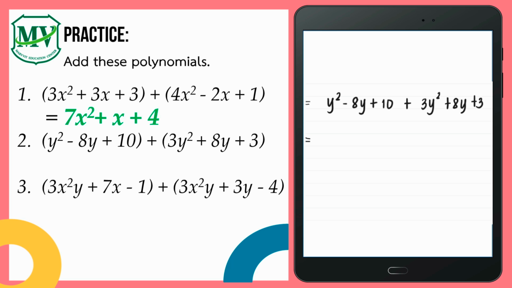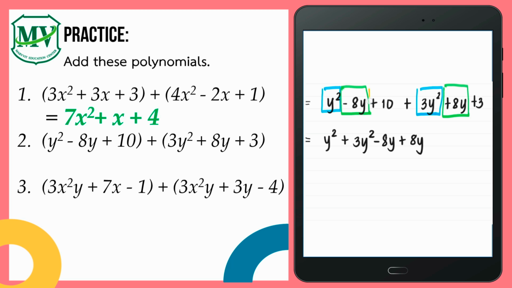In this problem, the like terms are y squared and 3y squared, because they are both raised to the power of 2 and the variable is y. Next, we have negative 8y and positive 8y. Negative 8y plus 8y equals 0. And then we have the constants, positive 10 and positive 3.